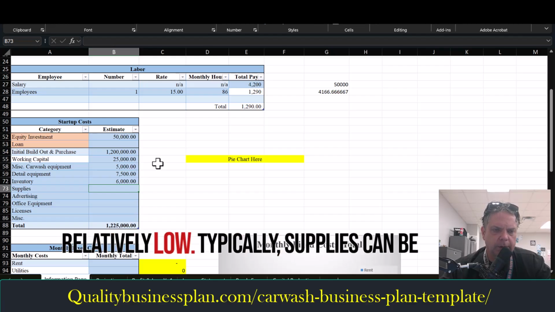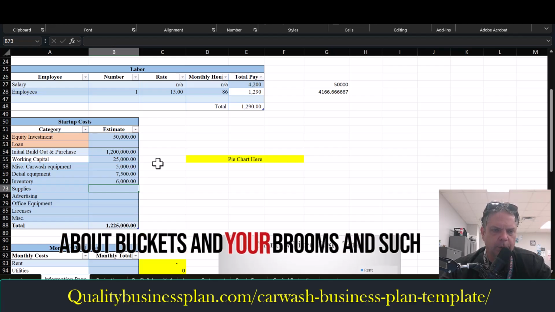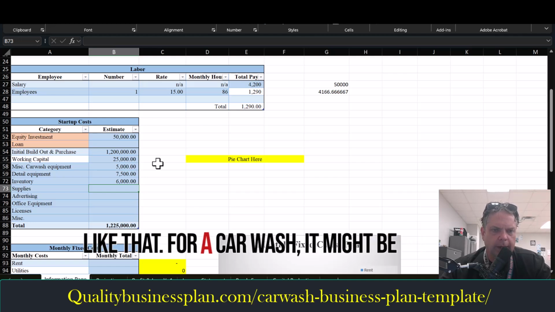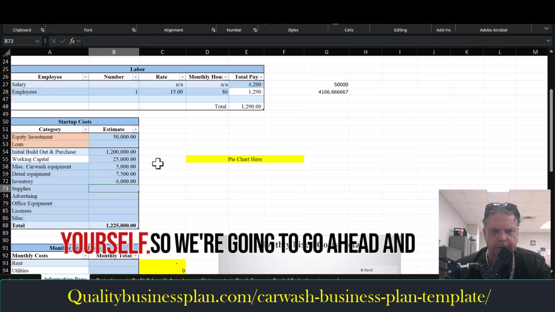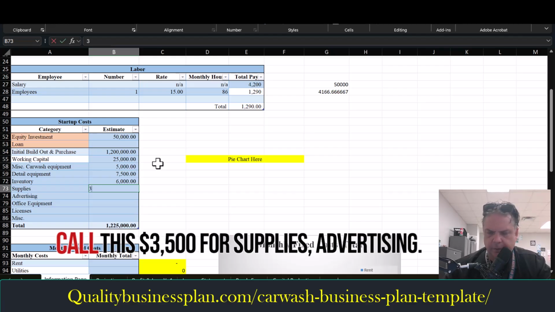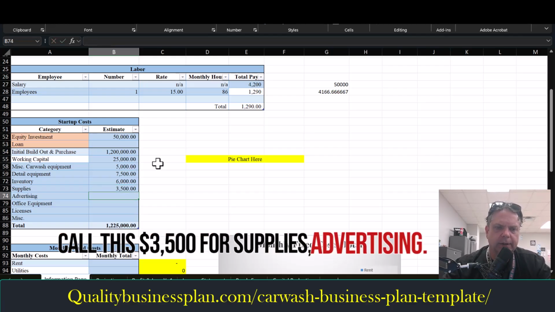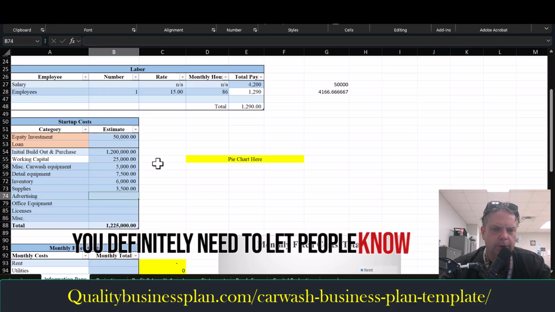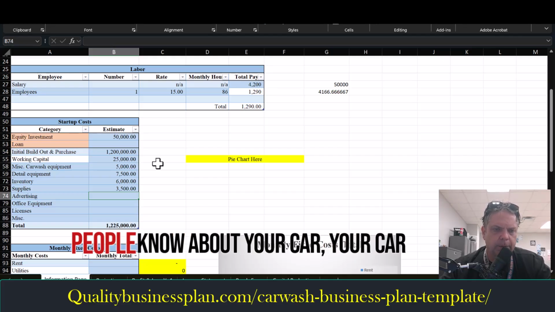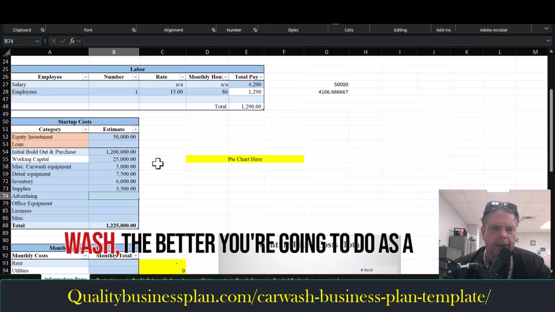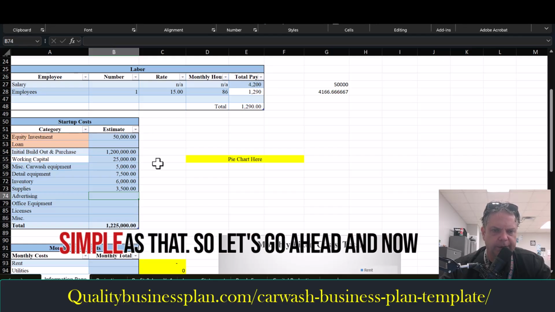Supplies should be relatively low. Typically, supplies could be your mop buckets and your brooms and such like that. For a car wash, it might be landscaping supplies if you can do that yourself. So we're going to call this $3,500 for supplies. Advertising. You definitely need to let people know that you're going to be in business. Car wash is a volume business. The more people that know about your car wash, the better you're going to do. It's as simple as that.